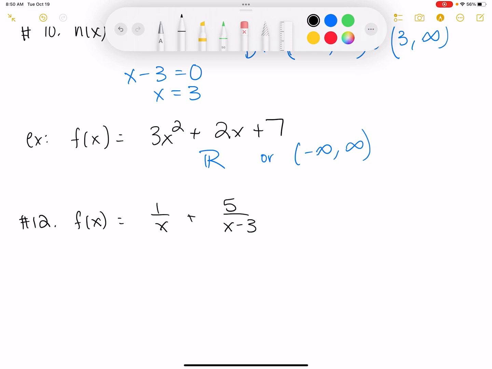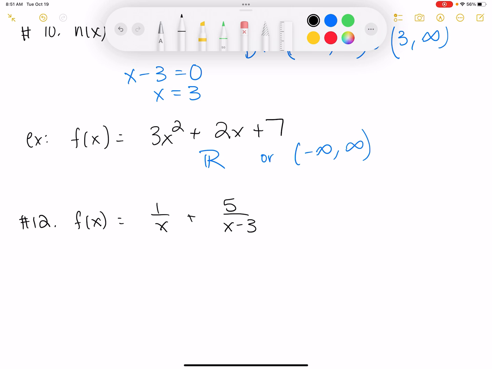All right. f of x equals 1 over x plus 5 over x minus 3. Okay. I now have 2 fractions. So I can't have the denominator of either equal to 0. So I'm going to set each denominator equal to 0, and then I'm going to remove those points from the data, or from the interval.